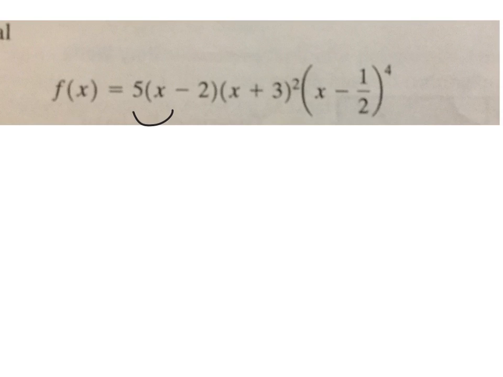So I set each one of these factors equal to 0. So first, what happens when I set 5 equal to 0?